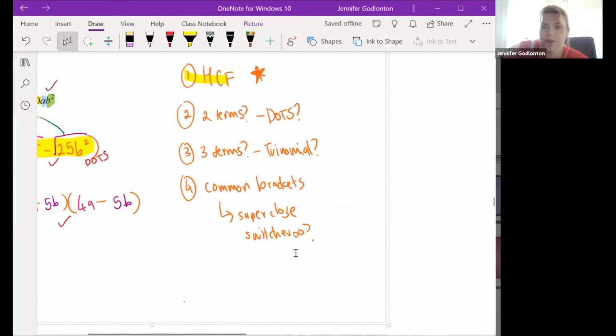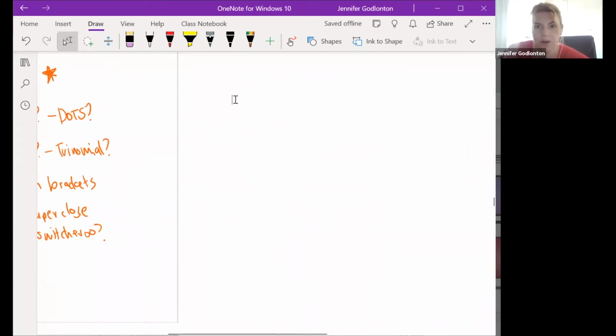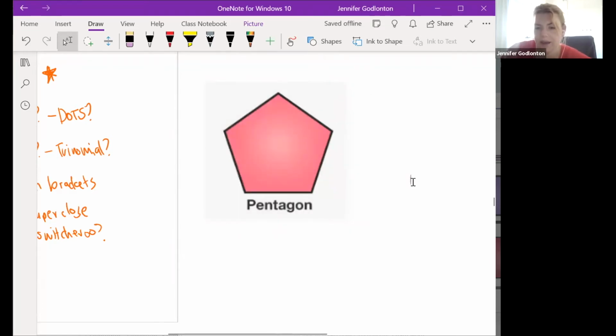Okay, let me just grab this here. So if we're looking at a pentagon. Any type of regular polygon means that all of your sides are the same as each other. So like a regular triangle would be an equilateral triangle. So this means that all of those would be the same as each other.